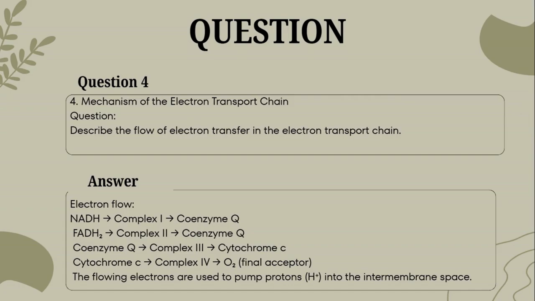Next question about mechanism of the electron transport chain. Describe the flow of electron transfer in the electron transport chain. Electron flow: NADH to complex 1 to coenzyme Q, FADH2 to complex 2 to coenzyme Q to complex 3 to cytochrome C, and the last, cytochrome C to complex 4 and to O2 as the final acceptor. So the flowing electrons are used to pump protons into the intermembrane space.